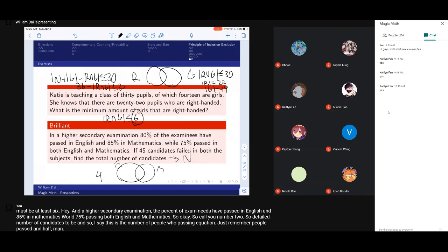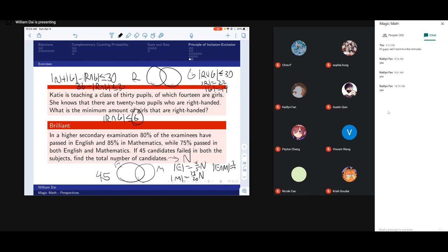And 45 people failed in both of them. So we're given these following numbers here. And we just use pi here to calculate the total number of candidates, making sure we include this 45.